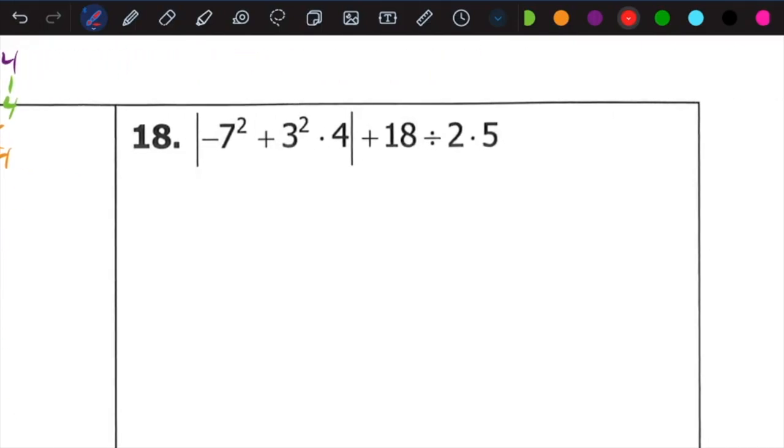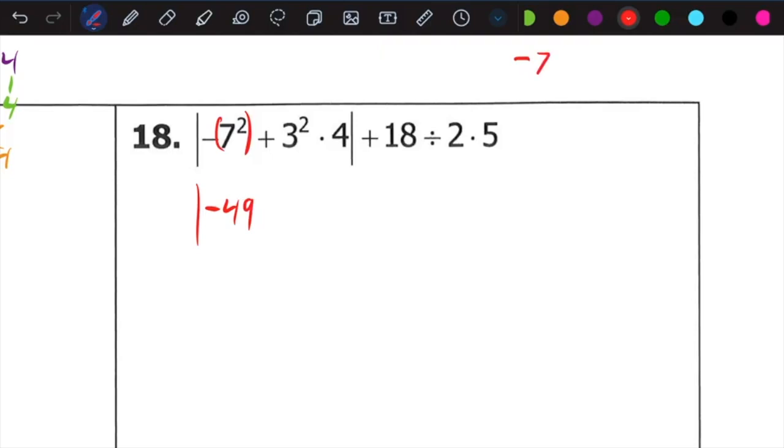Number 18, we only have one grouping symbol, so we're going to work inside of that. Negative 7 squared plus 3 squared. Here I want to note something very specific. Because this is a negative 7 squared, this will actually be negative 49 for that part. The reason is that we apply this as if we square the 7 and then make it negative.